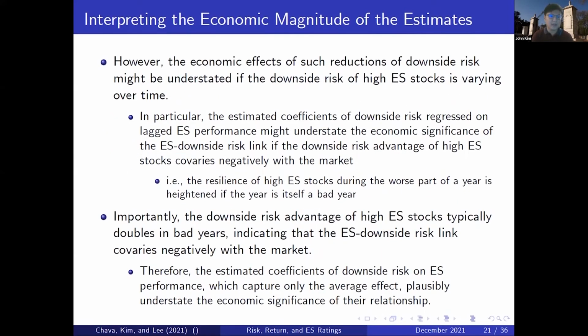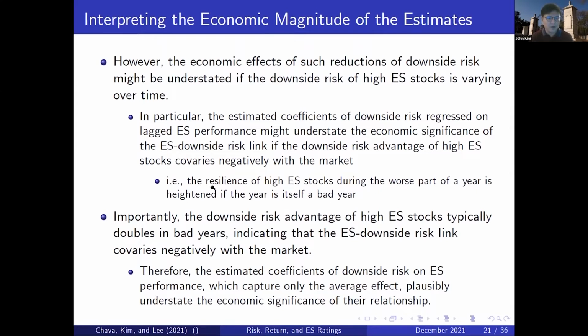But what's important is that the economic effects of the reduction that we're finding could be much bigger than the Fama-Macbeth average effect that we've documented thus far. And this could happen precisely when the relation between ES score and downside risk might be covarying in such a way that it's more beneficial than simply focusing on the average value.